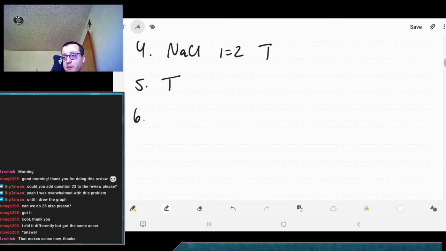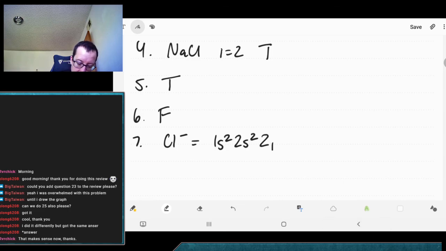Sodium chloride will dissolve in water because water is nonpolar. That's false because water is polar. Chloride ion mimics the electron configuration of neon. So chloride ion's electron configuration is 1s2, 2s2, 2p6. Is chloride the second one? No, it's the third one, or it's in period 3. 3s2, 3p6, which is the same thing as argon. So that one is false.